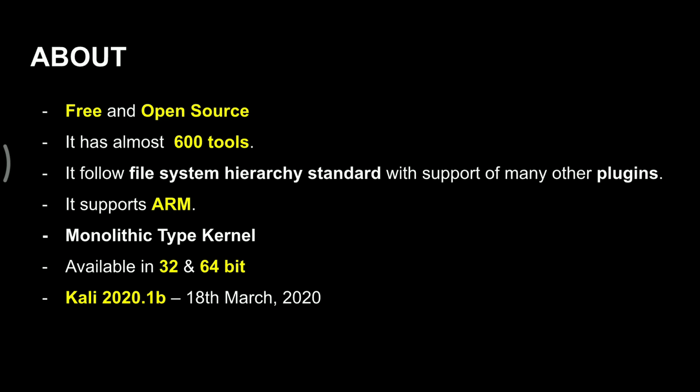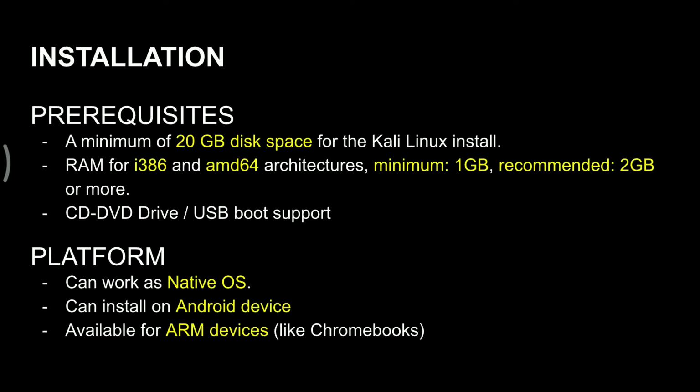Now let's go to the next slide, friends. I'm telling you what you require before installing Kali Linux. The minimum requirement is 20 GB of disk space. It is also mentioned on its official site. The RAM requirement is a minimum of 1 GB, recommended 2 GB, for both AMD and Intel processors. Then you require a CD/DVD drive or USB port to install it.